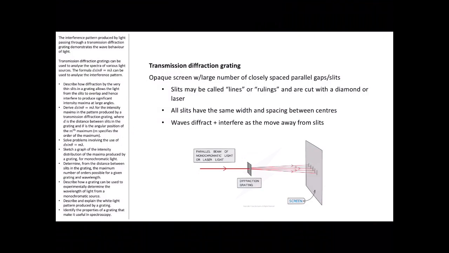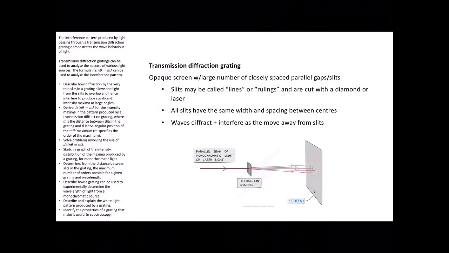There's a fair few success criteria for this video, so I'll quickly whiz through them all and then we'll go through the content. So in stage 2 physics, you need to be able to describe how diffraction by the very thin slits in a diffraction grating allows the light from slits to overlap and hence interfere to produce significant intensity maxima at large angles.